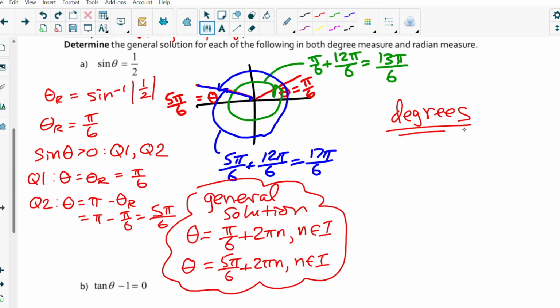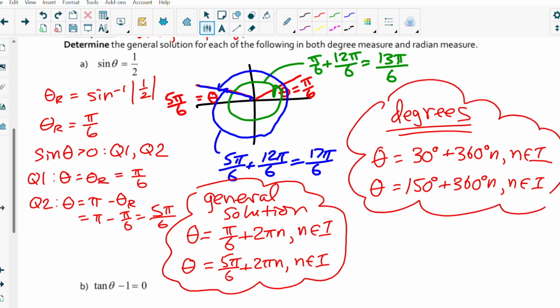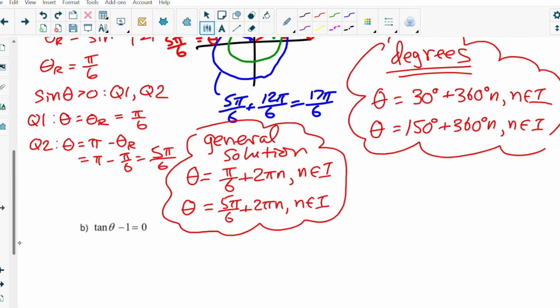In degrees, what does that look like? Theta equals pi over 6, which is 30 degrees, so 30 degrees plus 360 degrees n, where n is an element of all integers. And then theta equals 5 pi over 6, which is 150 degrees, plus 360 degrees n, where n is an element of all integers. And there's our solution in degrees.